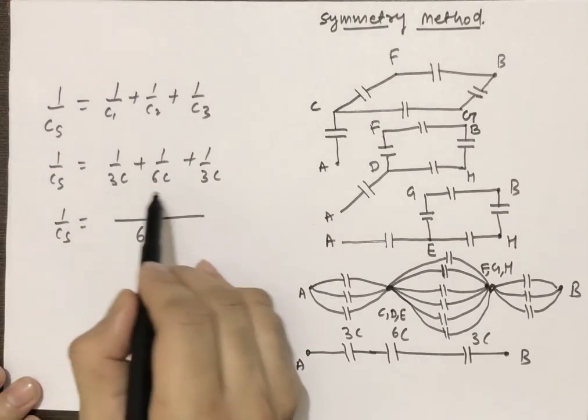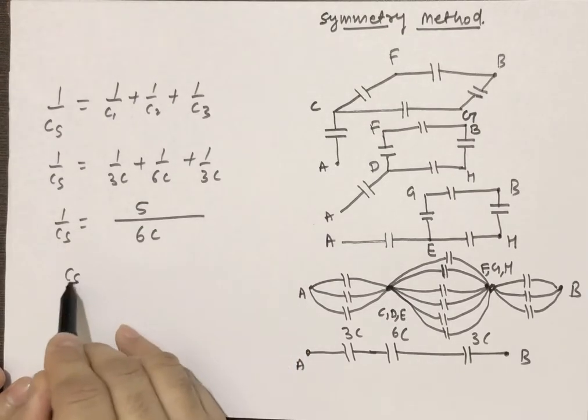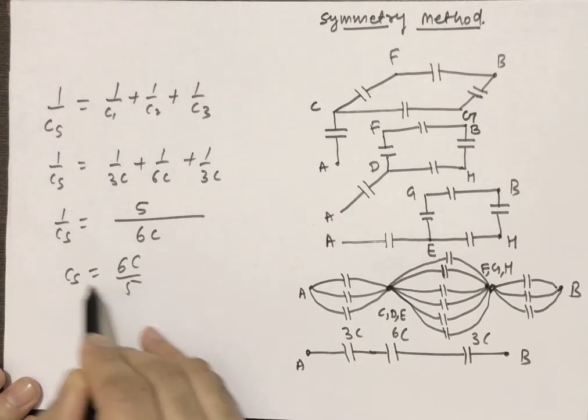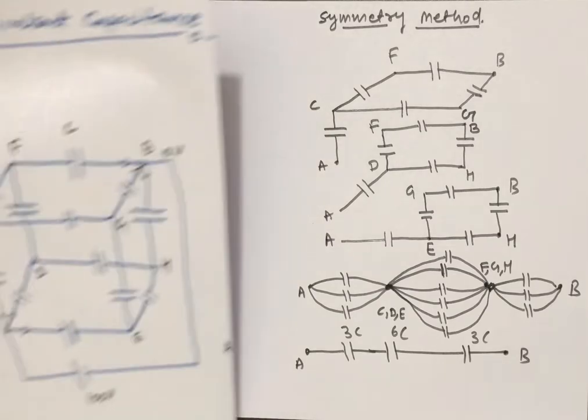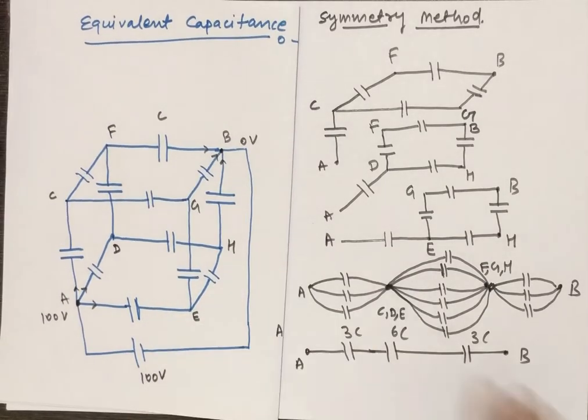So you will take it. It comes 5 CS is equal to 6C upon 5. So this is the equivalent capacitance for this given wire frame. You can watch it again.